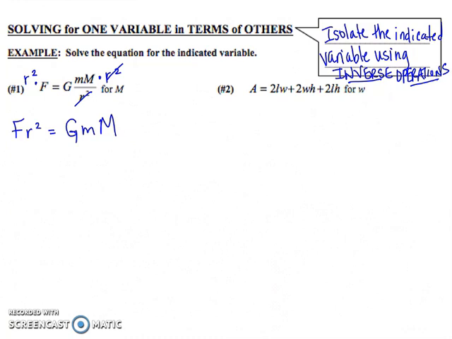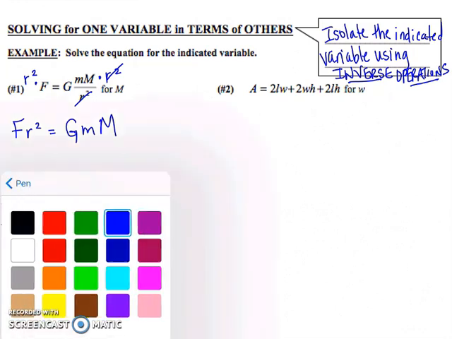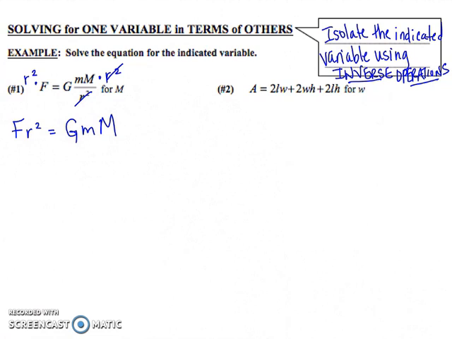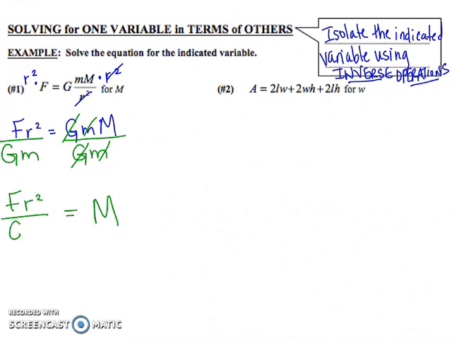Now my next step is going to be to undo what's being multiplied times M. Big G and little m are both being multiplied times the big M, so I'm just going to divide by both of them at the same time. So that cancels that and that. That gives me my big M alone. I've got f times r squared over big G, little m. So I have successfully isolated my big M.